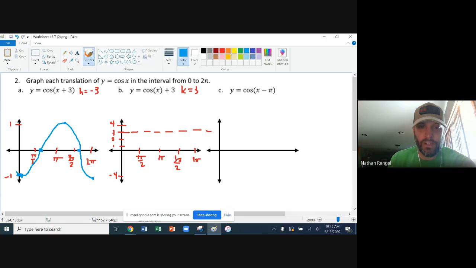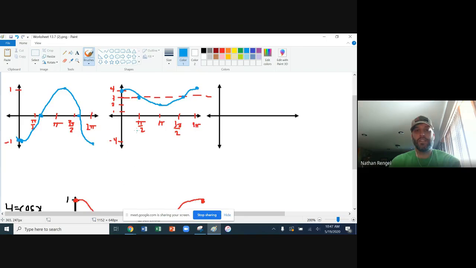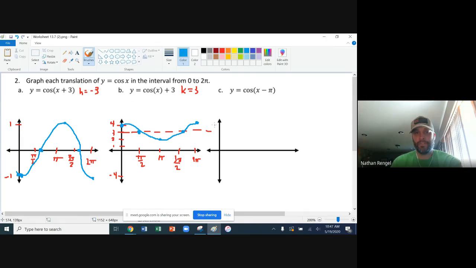So at 0, my cosine is at the maximum. At pi over 2, I'd be at 0, which now is shifted up 3. At pi, I'd be at the minimum. At 3 pi over 2, I'd be at 0, which is 3 because I'm shifted up. And then at 2 pi, I'd be back to the maximum. So then there would be my cosine graph. So same shape as down here. Every point got shifted up 3. So there would be my new picture.